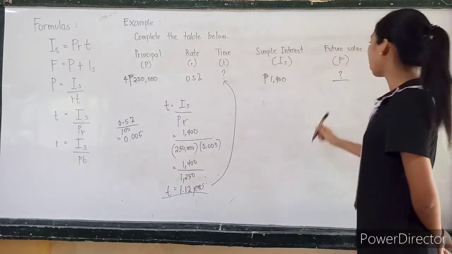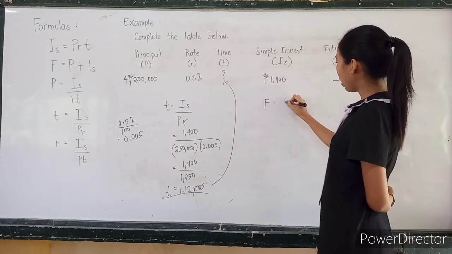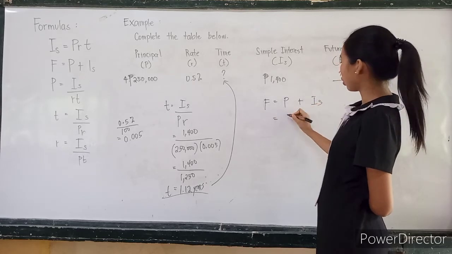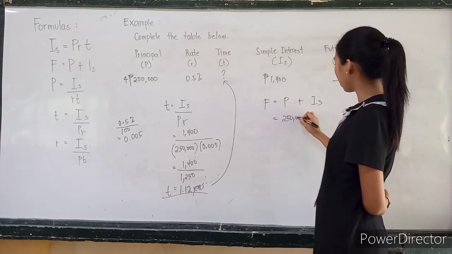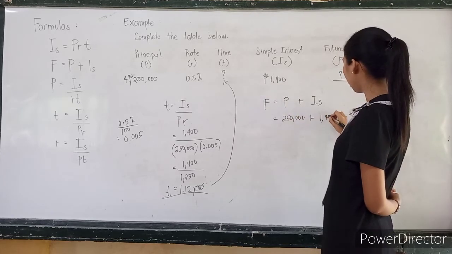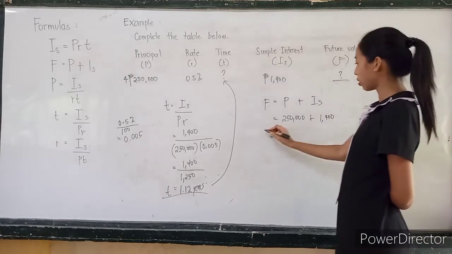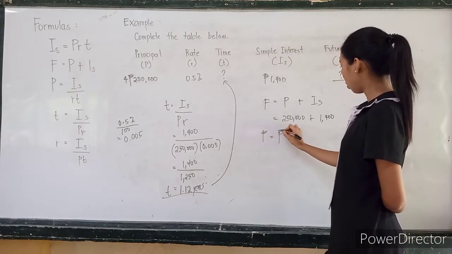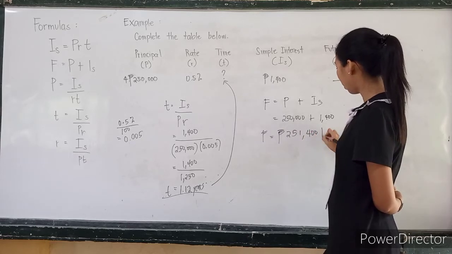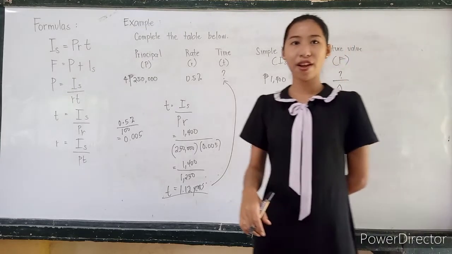Okay, let's proceed with our future value. We use the same formula. F is equal to P plus IS. P is 250,000 plus IS, which is 1,400. Our future value, therefore, is 251,400 pesos. So that is our future value.